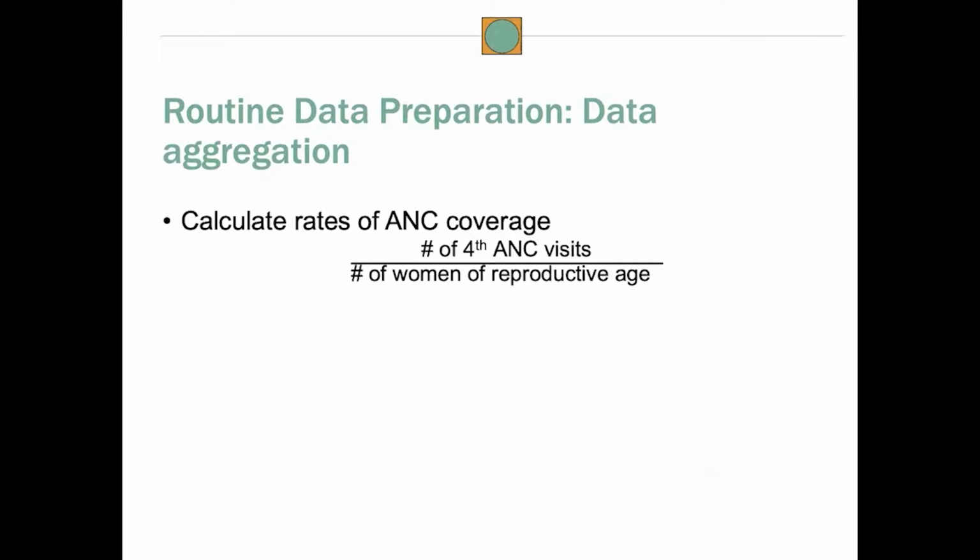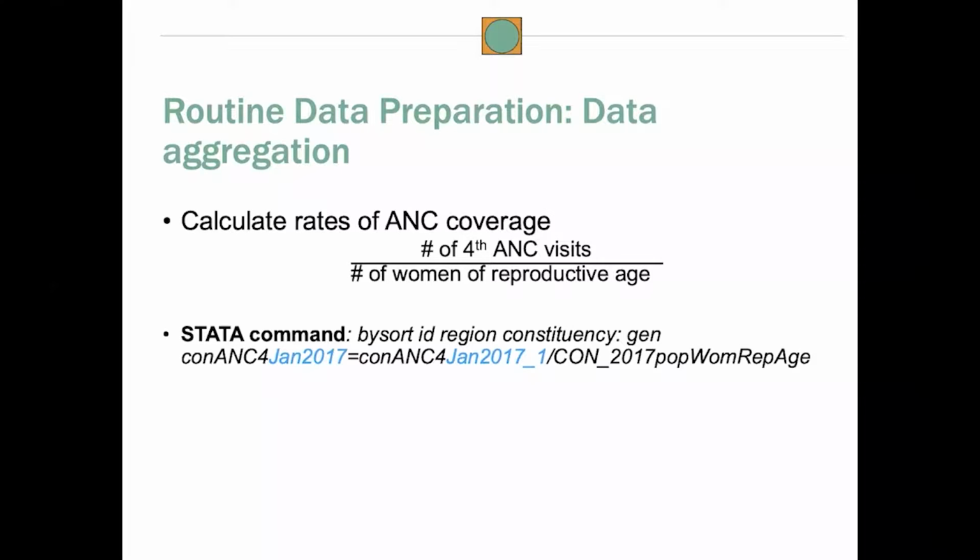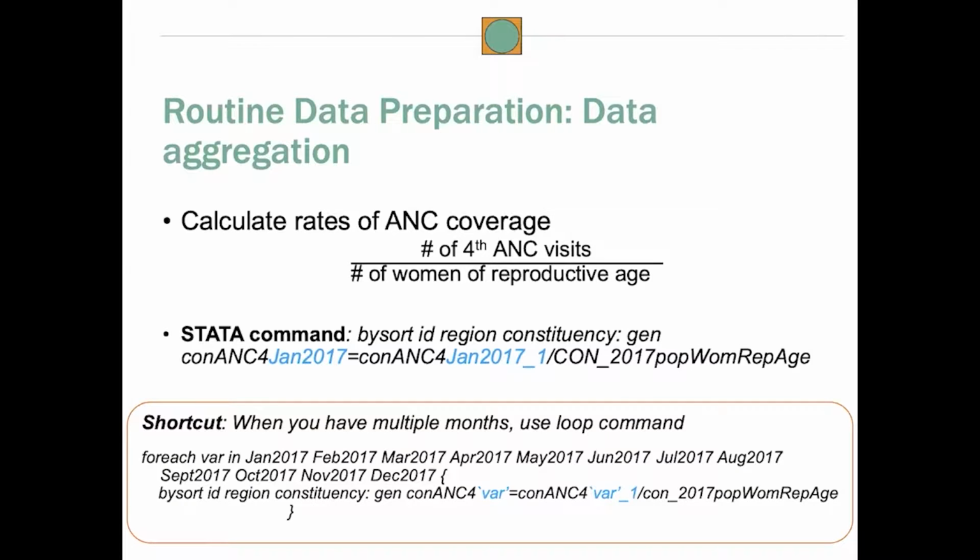It's best to transform the counts of ANCs to rates per 1,000 population to account for changes in population sizes from one constituency to another. So using the gen command, again, we divided the counts of ANC for each month by the number of women of reproductive age in the constituency of interest for each month. So our Stata command is here, where for each ID, region, and constituency, we generated our con_ANC4, so our rates at the constituency level for each month. And again, we have several months, so we used the loop command in order to do this.